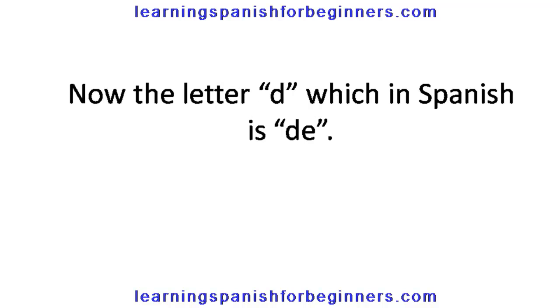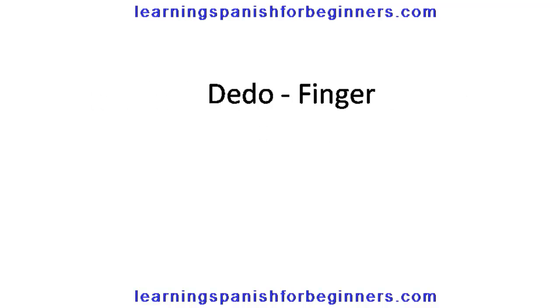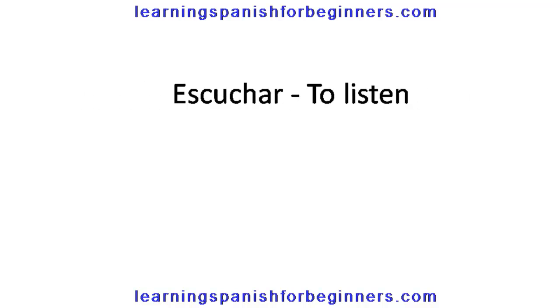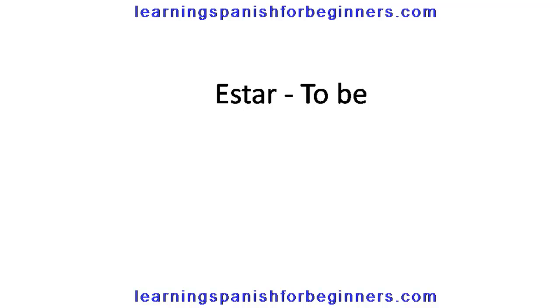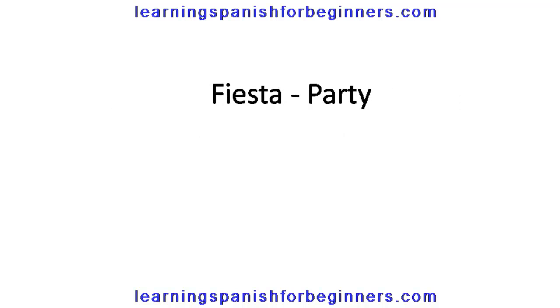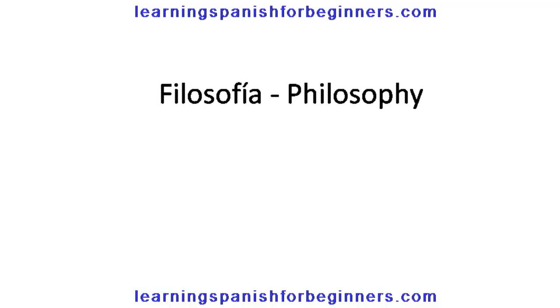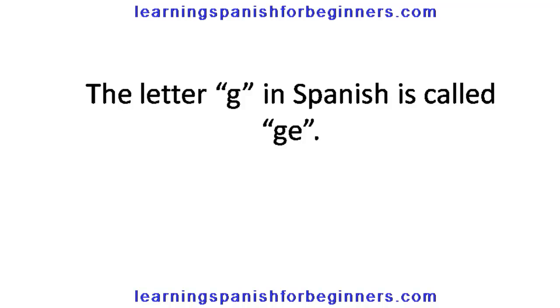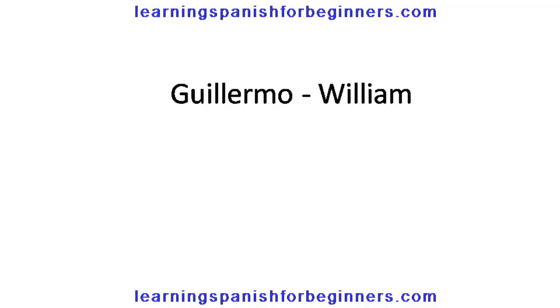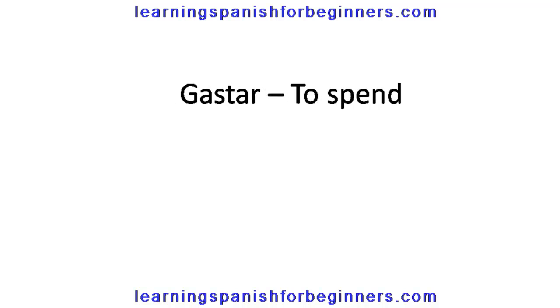Now the letter D, which in Spanish is de. Dedo, finger. Decir, to say. Doblar, to bend. Now the letter E in Spanish is E. Escuchar, to listen. Estar, to be. Elefante, elephant. Now let's look at the letter F, which in Spanish is called F. Foco, light bulb. Fiesta, party. Filosofía, philosophy. The letter G in Spanish is called G. A few examples are gato, cat. Guillermo, William. Gastar, to spend.